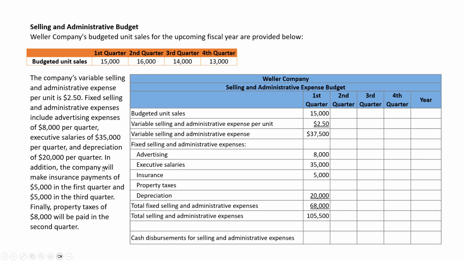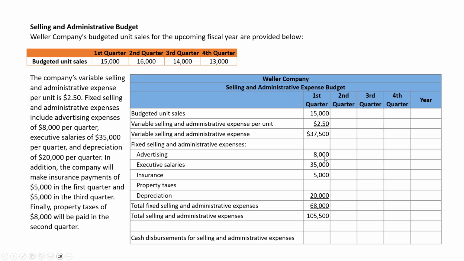But then we're going to have some things that shift around. The company is going to make insurance payments of $5,000 in the first and $5,000 in the third quarter. That's also going to be a fixed expense. So I'm going to jump back up here to insurance, and we did list $5,000 in the first quarter. Also, we have some property taxes that are a potential fixed expense, but the property taxes aren't going to be paid in the first quarter. That's why I have nothing listed for property taxes here. It's only going to be a fixed expense for the second quarter.